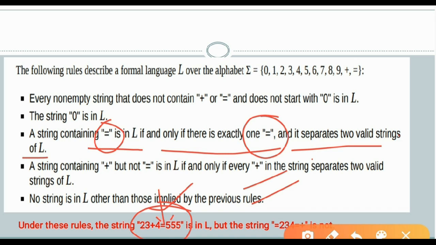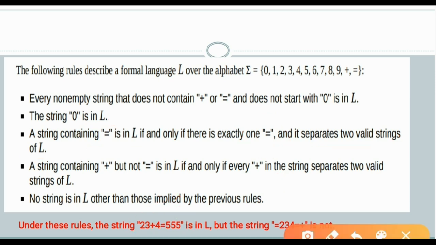It separates 2 valid strings, meaning 2 strings. The first one is 4 and the second one is 555. So the equals is separating the 2 valid strings: the first valid string is 4, the second valid string is 555. So this is the next condition.